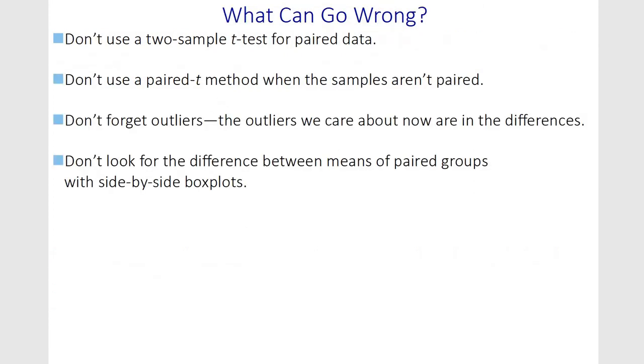All right, so what can go wrong? Don't use a 2-sample t-test for paired data. That's wrong. Don't use a paired t-method when the samples aren't paired. Again, kind of sounds similar. Don't forget outliers. The outliers we care about now are in the differences. Okay, don't look for the difference between means of paired groups with side-by-side box plots. That's that last one we talked about.